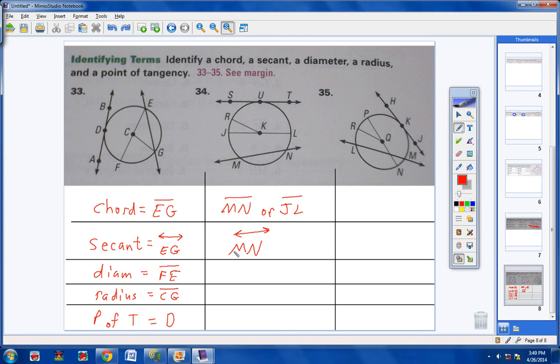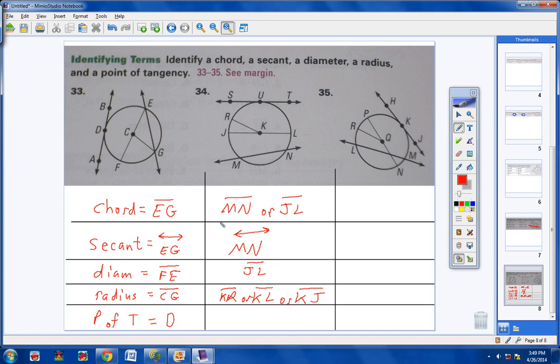Now a diameter. I only see one diameter, and that's segment JL. Notice JL can also be called a chord. It's also called the diameter. So JL would be your diameter. Now the radius. I see quite a few. You could say KR, that's a radius. Or you could say KL, that's a radius. Or you could say KJ, that is also a radius. Any of those would be fine.